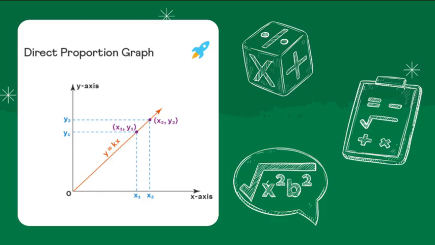Now, what we have over here is an example of the direct proportion graph. As you can see here, the y and x values increase proportionally, and the diagonal line shows the formula y equal to kx.